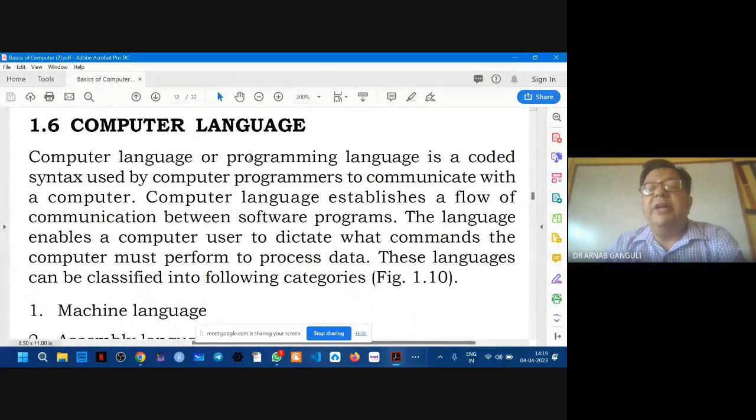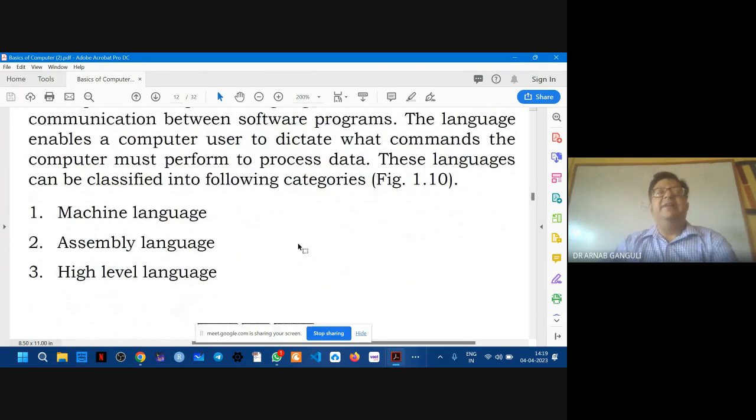Computer language or programming language is a coded syntax used by computer programmers to communicate with a computer. It establishes the flow of communication between software programs. The language enables a computer to dictate what commands the computer must perform. So language has 3 levels. Basically, you are typing in the command for it, like who am I? It is a command. Machine level command.